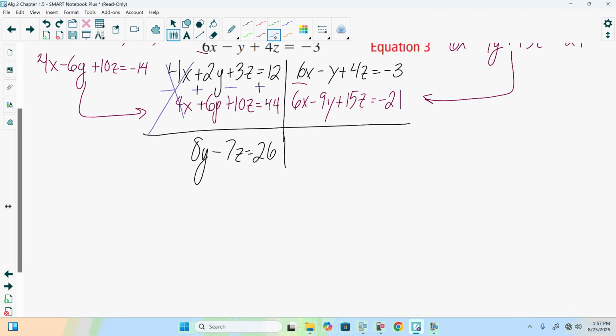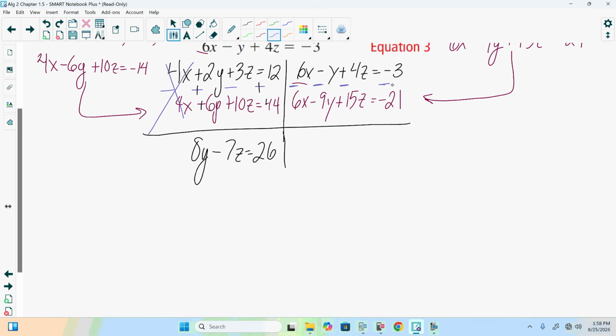Questions so far? Now to eliminate it, we need to either add these two equations together or subtract them. 6 plus 6? 12. That's not 0. We want it to be 0, yes? 6 minus 6. So that's telling us we're going to have to subtract all the way through.